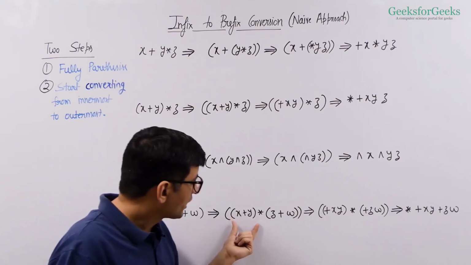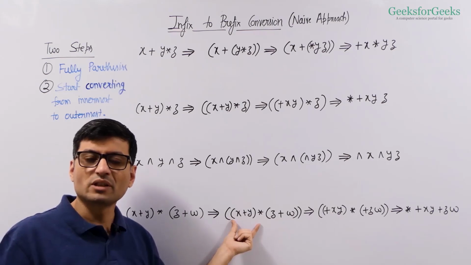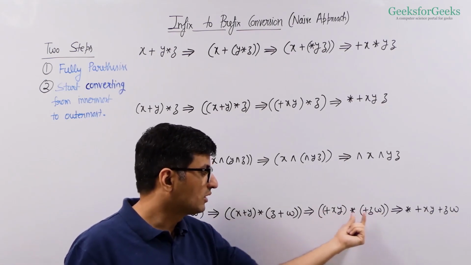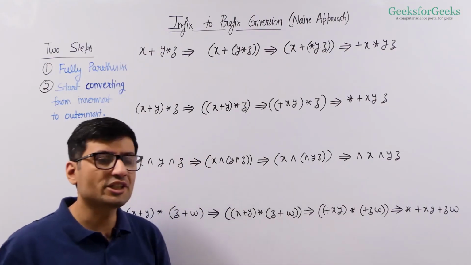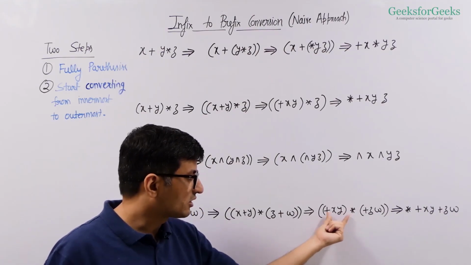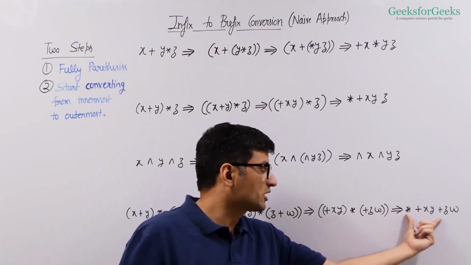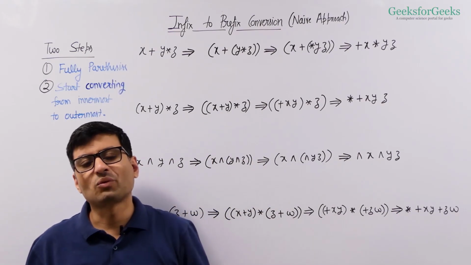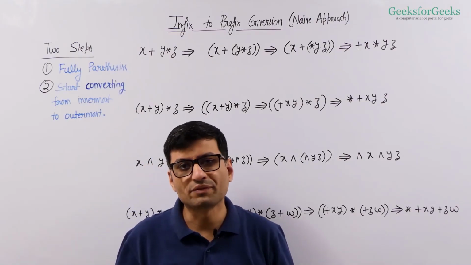Now we'll follow the parentheses again. We'll begin from the innermost parenthesis. So we'll get plus xy plus zw, and then we'll apply the multiplication. So we'll get multiplication, its first operand, its second operand, which is the equivalent prefix. So this is a naive method for converting a given infix into prefix.